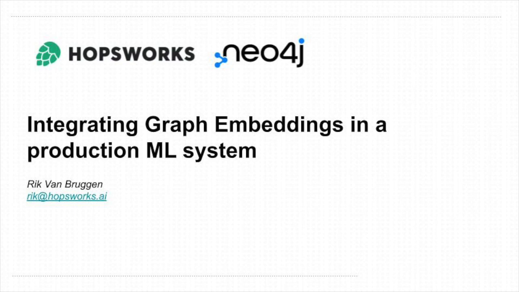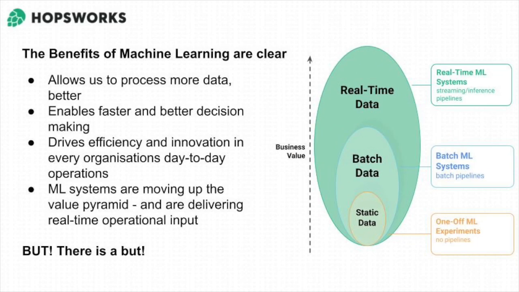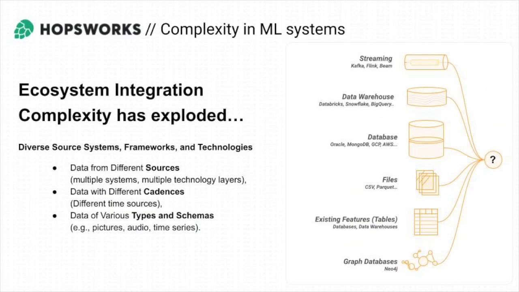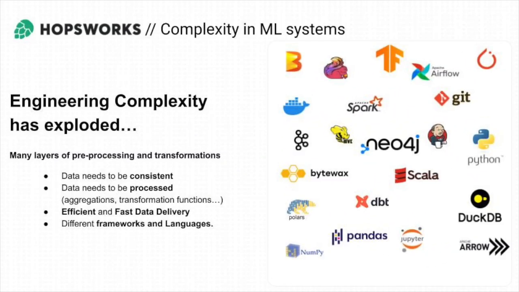By now, the benefits of machine learning are very clear. Whether you're using static data, batch data, or real-time data, people are starting to see how they can leverage this in their specific environments. But at the same time, we see that the ecosystem integration complexity has in fact exploded. It's not just the ecosystem. The engineering complexity as well has risen to a very, very high level. All of these different components need to be integrated into your ML system.